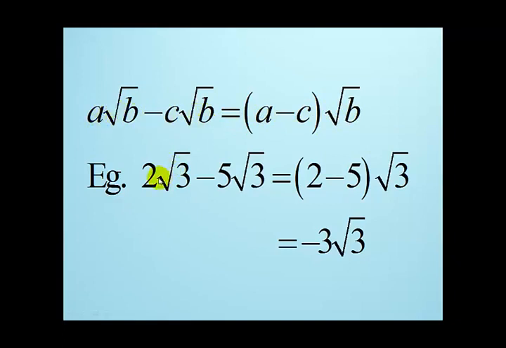Example, 2 root 3 minus 5 root 3. Because they carry the same surd, root 3, it means that we can subtract 5 from 2. And that is how come we have 2 minus 5 in brackets times root 3. And 2 minus 5 is equal to minus 3. So we have minus 3 root 3.